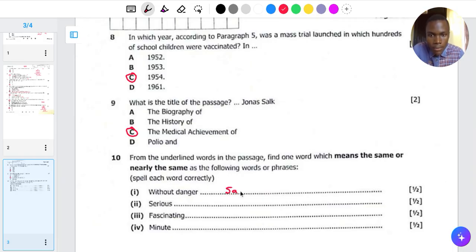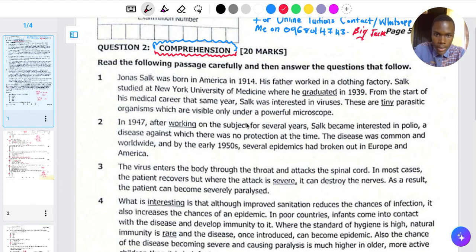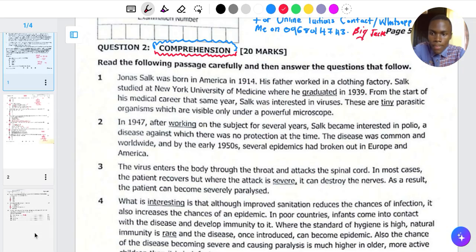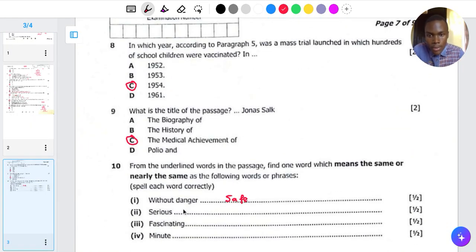Then for Roman number 2, we're saying serious. Something that is serious, meaning to say it is severe. So do we have severe here? Yeah, we have severe here, where it was saying that in most cases the patient recovers, but where the attack is severe, it could destroy the nerves. So the word severe means something that is serious. So severe.